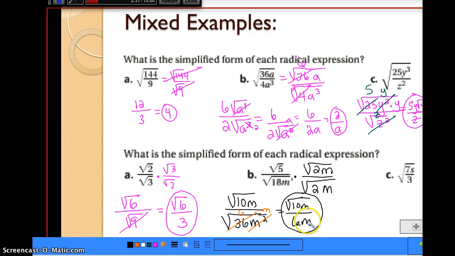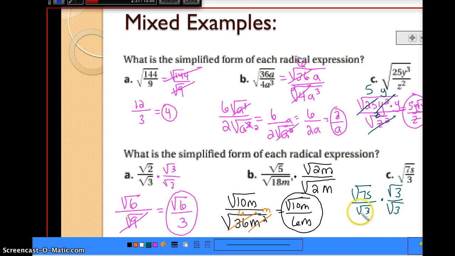I cannot simplify these m's because this is a coefficient, this is a radicand, same with this. Okay, the last one, I'm going to break it apart. I'm going to put my radicand over my numerator and over my denominator. We can't simplify these, so we're going to have to multiply. What can I turn 3 into to make it a perfect square? I could turn it into a 9 by multiplying it by root 3.